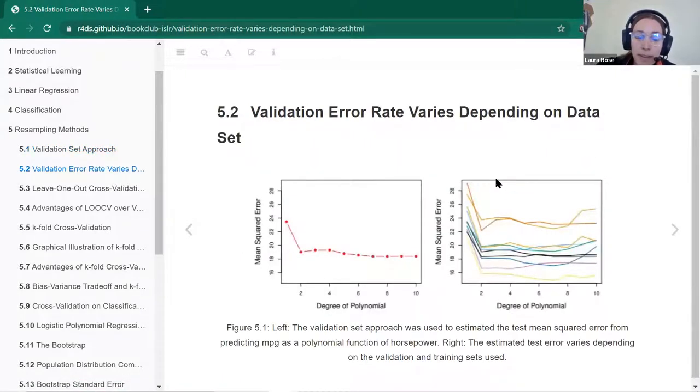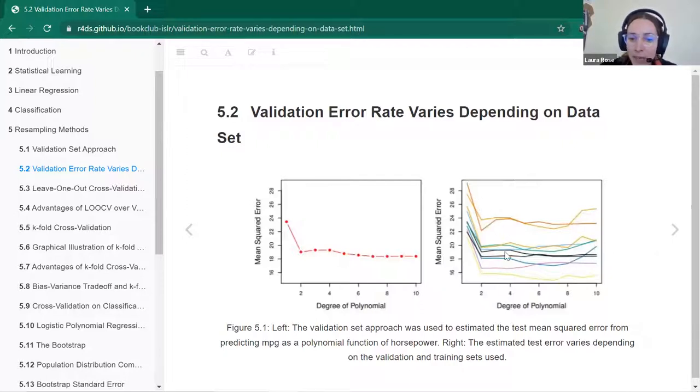I included this graphic because I thought it was an interesting illustration of the points that we were just discussing. So on the left, you see a polynomial regression predicting MPG as a polynomial function of horsepower. The mean squared error, which was the measure of accuracy used in this case, definitely goes down from a 1 to a 2 degree polynomial, and then more or less stays the same, going down a little bit as we go up to crazy high degrees of polynomial. I don't know who's ever going to use a 10 degree polynomial. Theoretically, I'm sure there are applications, but if you find yourself doing that, maybe reconsider your approach.